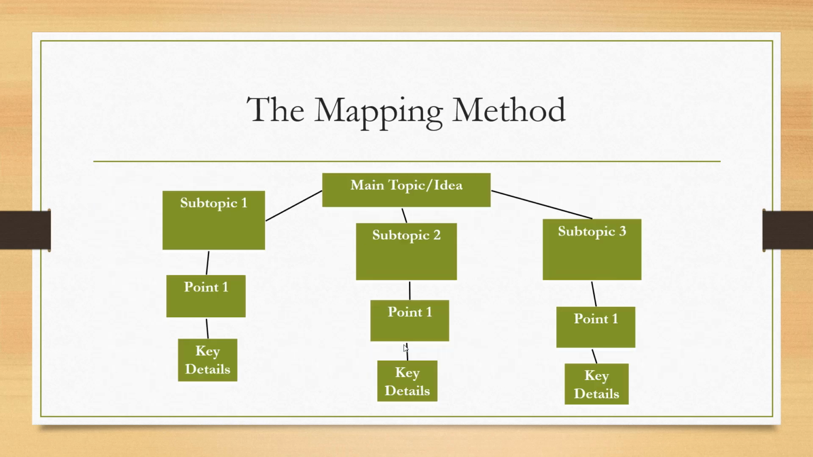You can also turn this into a mapping method, which is sort of an amalgamation of the boxing method and the outline method, where you have your main topic at the top, and then you have offshoots of your subtopics, and then the subpoints, and then key details. So you're boxing them so that it looks visual, but it's essentially an outline, but it's a visual outline as opposed to the standard outline.